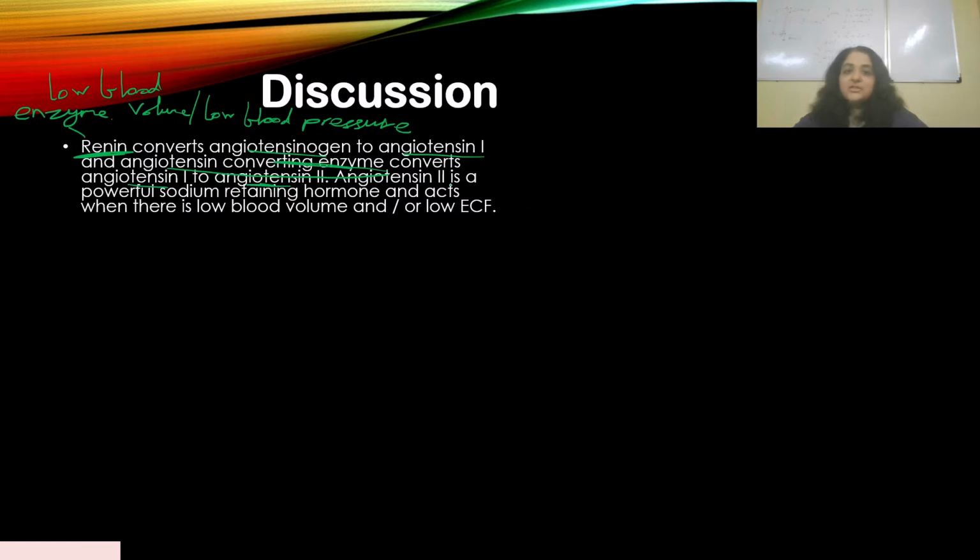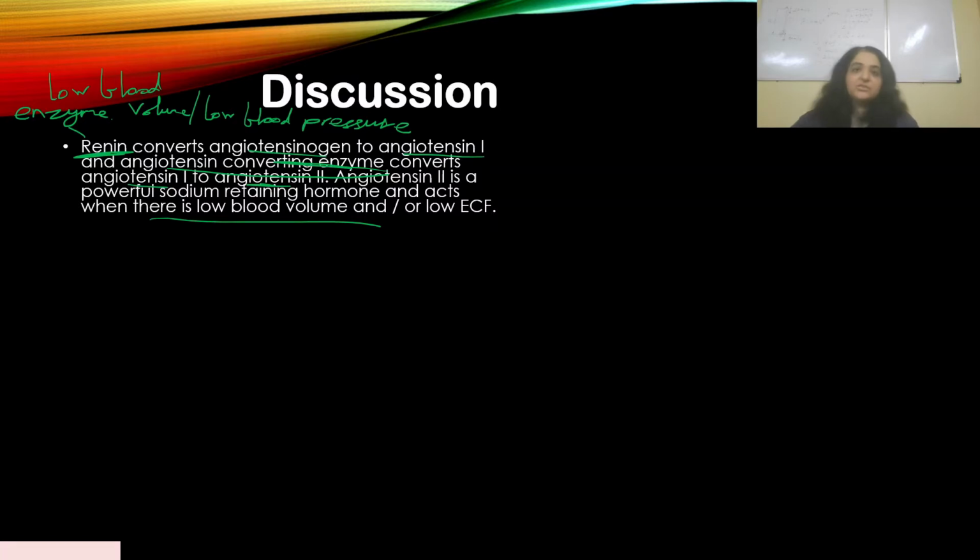Now, angiotensin 2 is a powerful sodium retaining hormone. I've already discussed that, and it acts when there is low blood volume, low ECF, extracellular fluid, or low pressure. Angiotensin 2 also plays an important role in activating aldosterone. Come on, aldosterone, you've got to do your job of reabsorbing sodium. So this is also one of its functions.